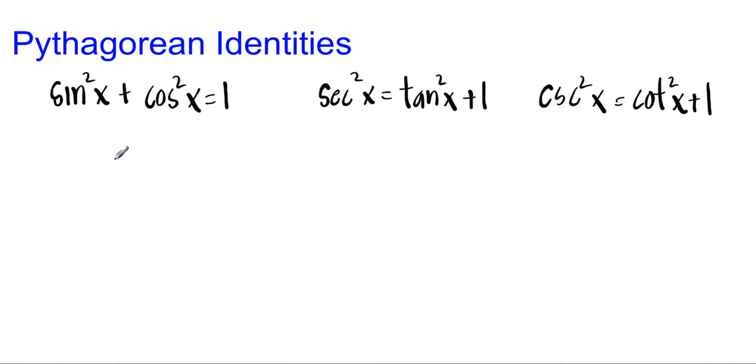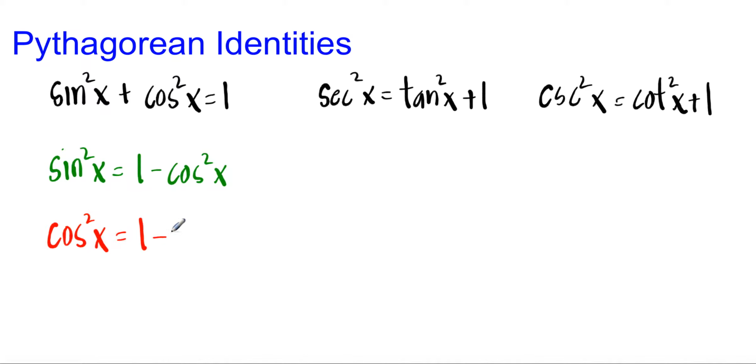So, for example, I might rewrite this one as sine squared x is equal to 1 minus cosine squared x, because I can just subtract cosine squared on both sides. I could also subtract sine squared on both sides, and that would give me cosine squared x is equal to 1 minus sine squared x. So you need to be familiar with the three Pythagorean identities as well as their alternative forms. These are tied to the Pythagorean theorem, so these only work with squares: sine squared, cosine squared, secant squared, tangent squared, etc.